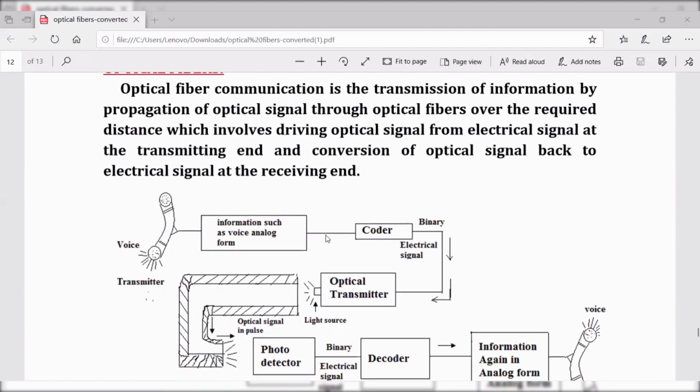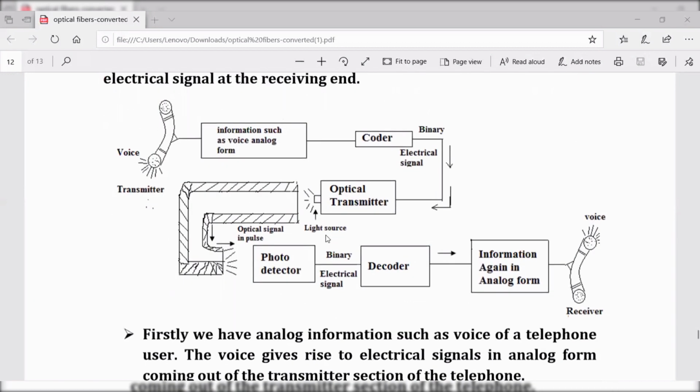Now, let us know the basics of point-to-point communication system. How do we communicate the information using the optical fibers? Let us know about it.